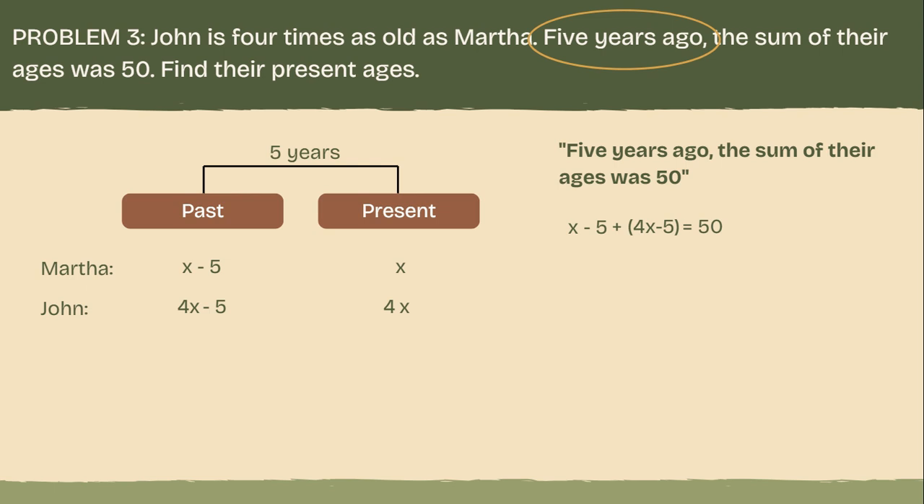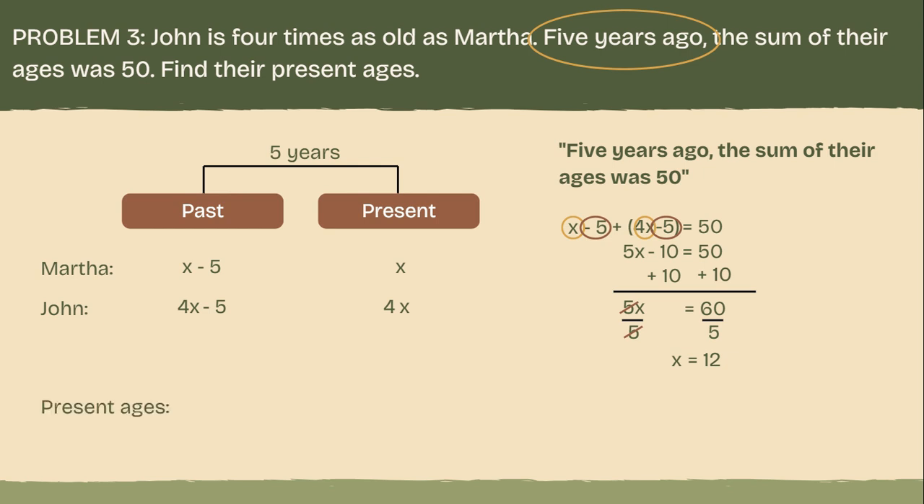Simplifying the equation, we combine like terms to get x plus 4x equals 5x. Negative 5 plus negative 5 equals negative 10, so 5x minus 10 equals 50. Adding 10 to both sides gives 5x equals 60, and dividing both sides by 5 gives x equals 12.